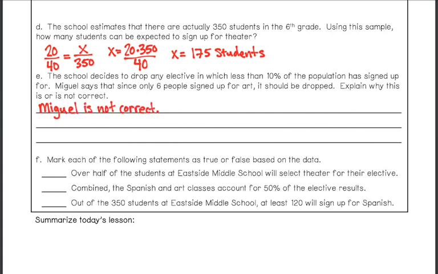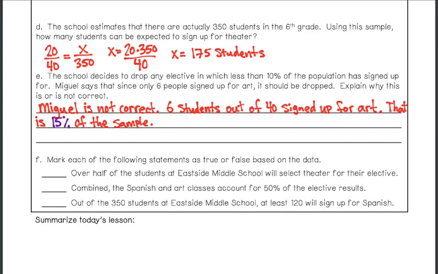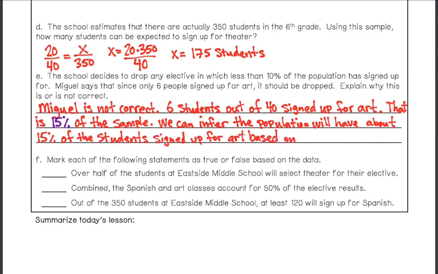The reason he's not correct is that if I take 6 out of 40 students, that's 15%. And we talked about that earlier. That means that of the 40 students, the 6 who signed up for art make up 15% of the actual sample. So that's above the 10%. And we can tell that, because we can push that further into the population, and we'd say, hey, that's 15% of the population signed up for art.